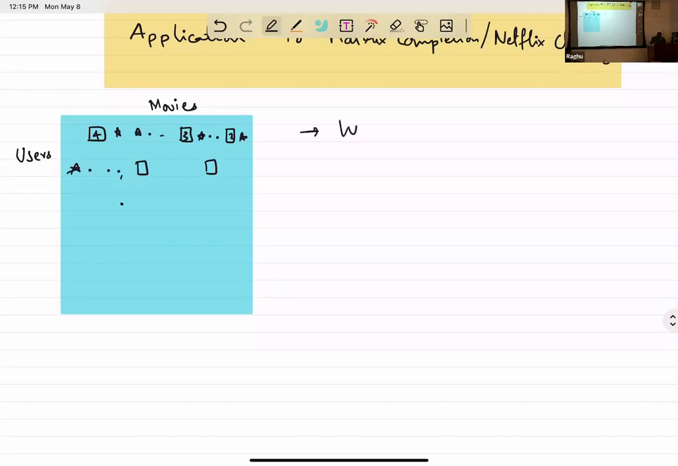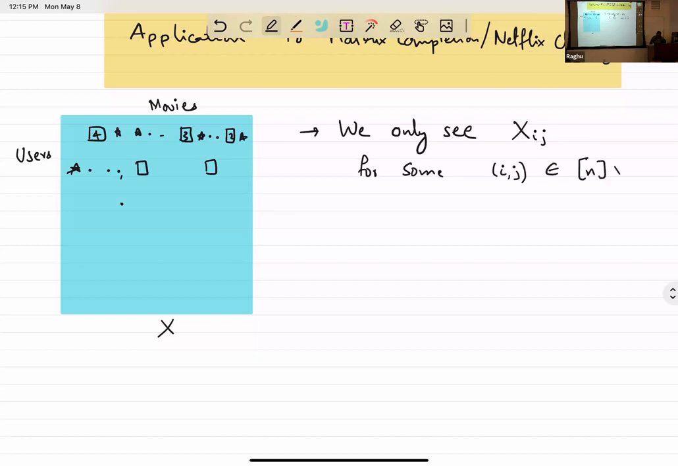So we only see, this is a matrix X. We only see Xij for some i comma j, which are in n by d. So let's say there are n users and d movies. Okay. So let me denote the set of observed entries as O. Right? O is a subset of n times d.